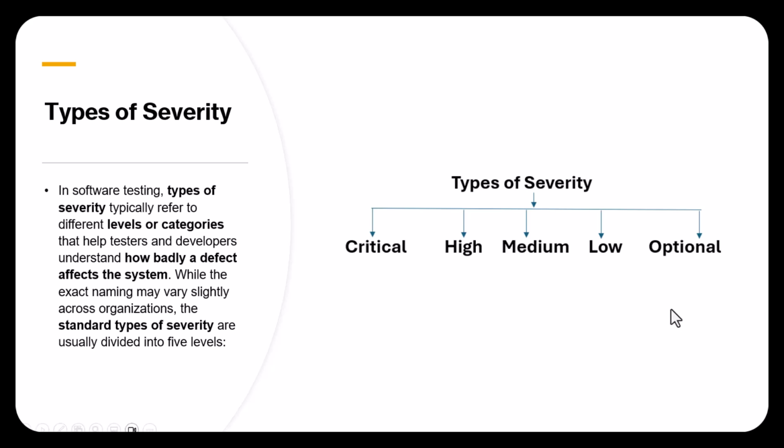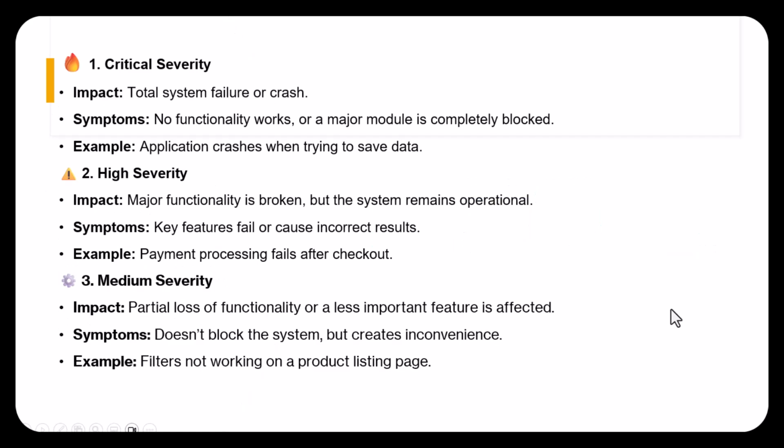First, we'll discuss critical severity. A bug that causes the system to fail completely or renders it unusable and requires immediate action. At that time, we give critical severity to that defect. An example is that the application crashes when trying to save data.